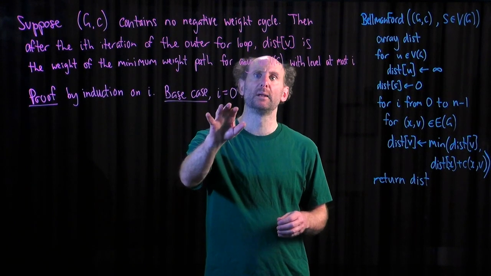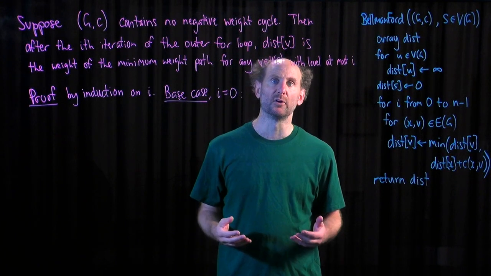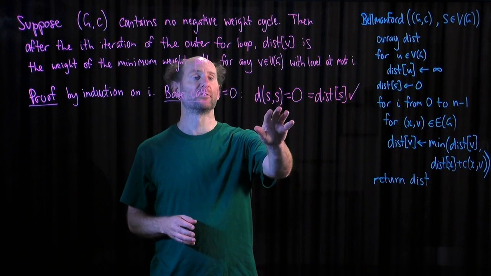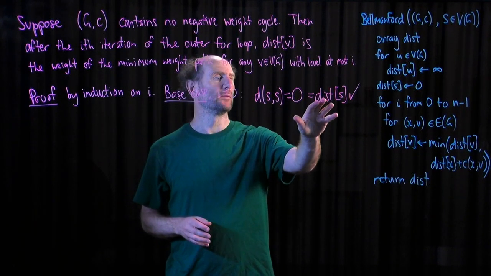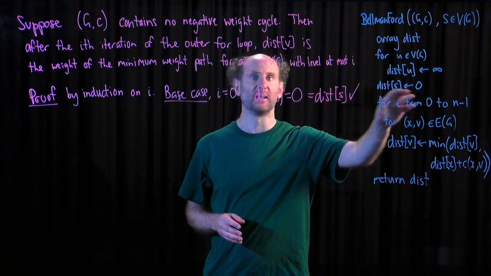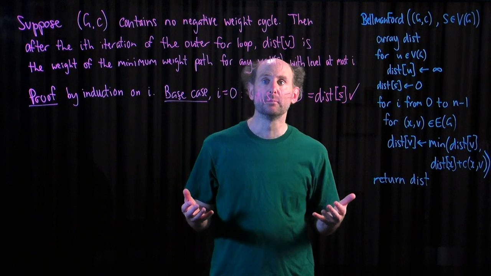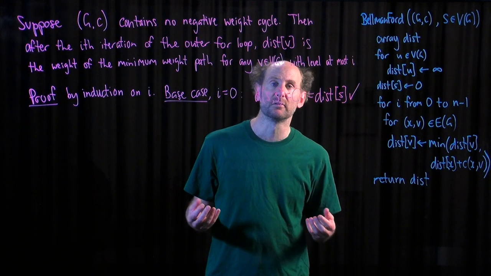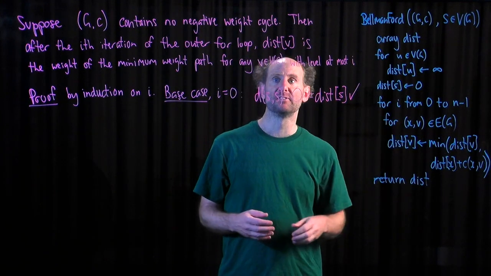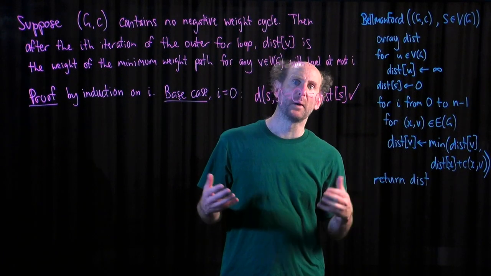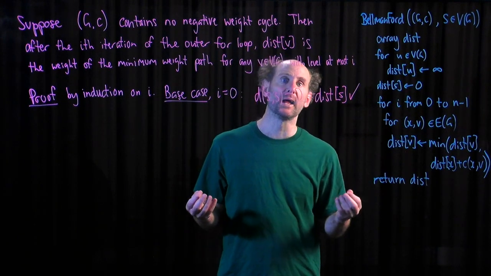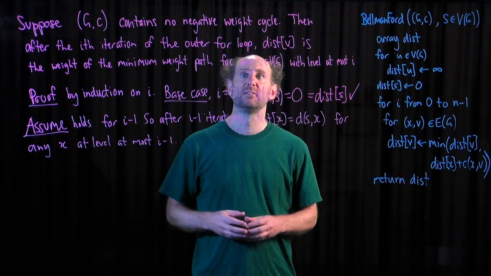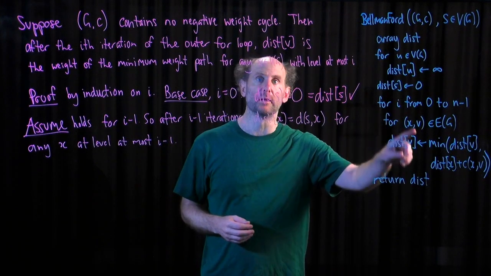So in the base case, when i equals 0, we have only the source node to worry about, as it is the only node at level 0. And there, the distance from the source to itself is 0, which is equal to the dist for S, which we have set here, and so the result holds. Now, we make the induction assumption that the result is true for i-1 iterations. So after i-1 iterations through this for loop, dist X is the weight of the minimum weight path for any node X at level i-1. So using this assumption, we seek to show that the result holds for one further iteration.